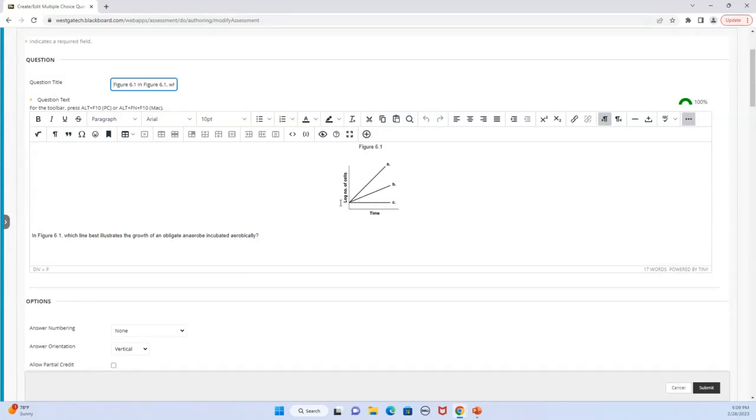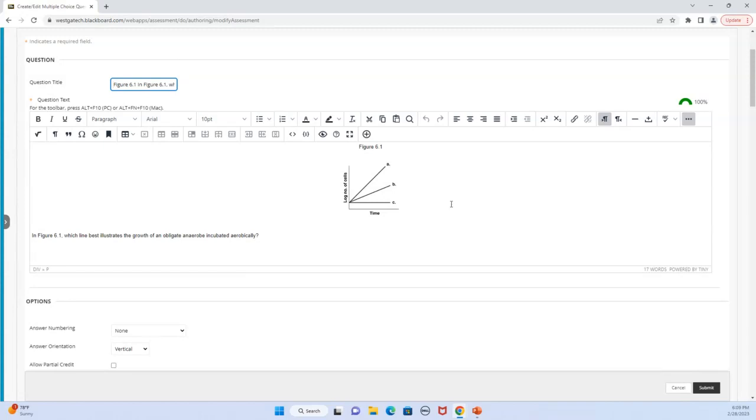line. So this is the log number of cells. So basically we start out with one cell and we just never grow. All right, so that's what this represents. You heard it wrong? Okay. So again, we have an obligate anaerobe incubated aerobically. So it's in a toxic environment.